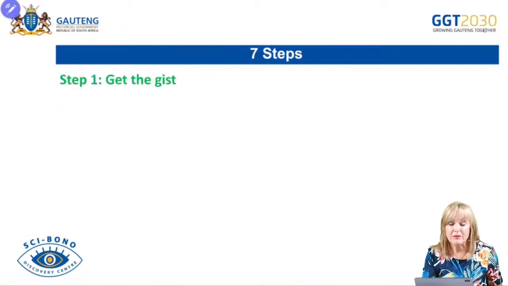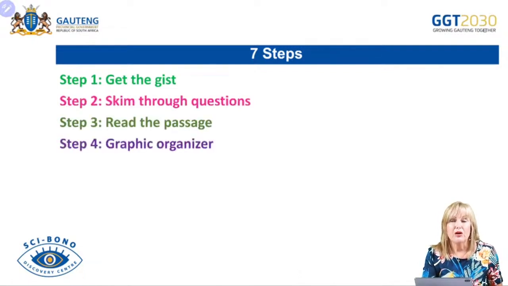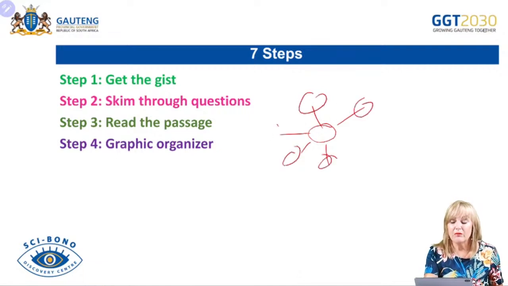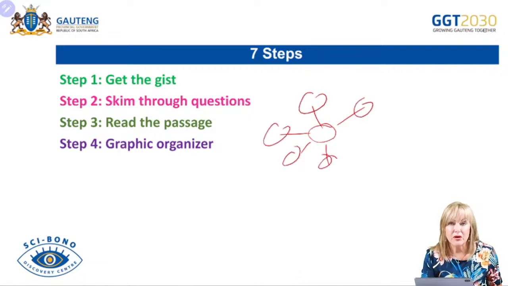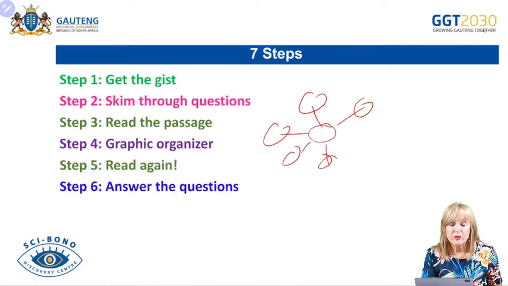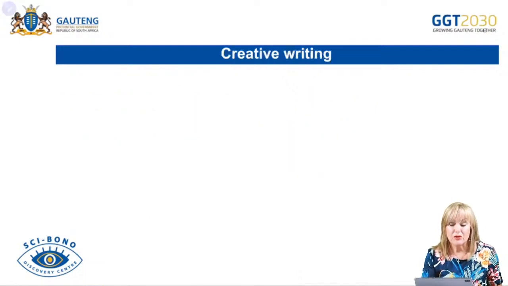So let's see if you can remember what the steps are. Remember, there are 7 steps. First one is get the gist by just skimming. Then you must secondly skim through the questions. You read the passage. You make a graphic organizer. Maybe I didn't say enough about graphic organization, but that is like a mind map. If you have the main idea there and you have your different paragraphs there, that is like a graphic organizer. Read again, answer the questions, and then check your answers.